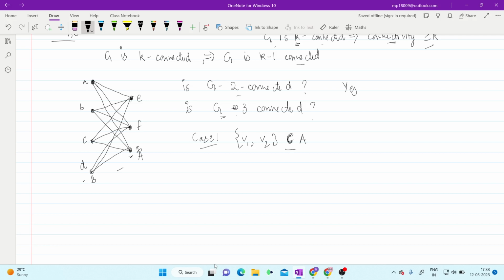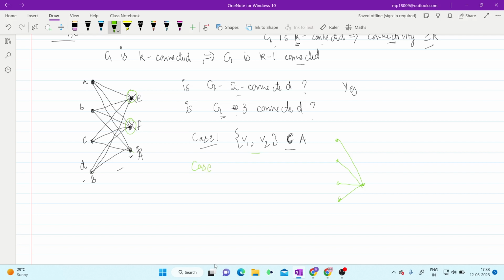Suppose I am removing E and F. I see this remaining vertex G is connected to A, B, C, D. So the graph that we are left with is like this, and we see that this graph is remaining connected.